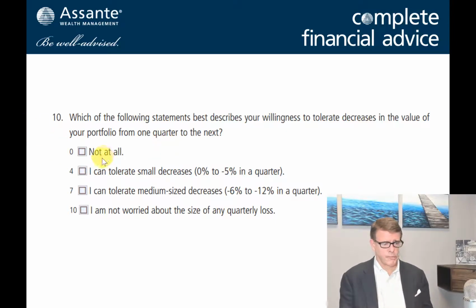So you can see this first answer is not at all. I'm not going to be concerned about a quarterly decline. I can tolerate small decreases, anywhere from 0 to minus 5% in a quarter. I can tolerate medium size, minus 6 to minus 12. I'm not worried about the size of any quarterly loss.